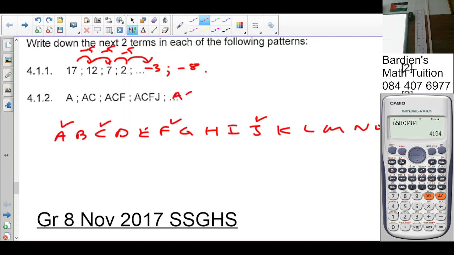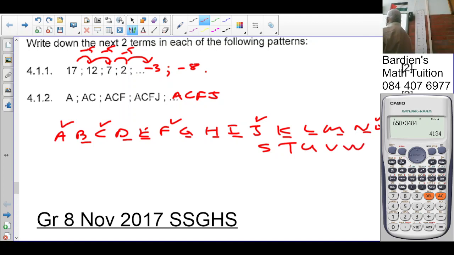A, C, F, J, O. She says O. Let's see. So you skip 1, then skip 2, skip 3, skip 4, and so on. So the next one, Q, R, S, T, U, V, W. Alright? Then the next one you must skip 5. 1, 2, 3, 4, 5. So it's going to be U. Okay, so it's A, C, F, J, U.